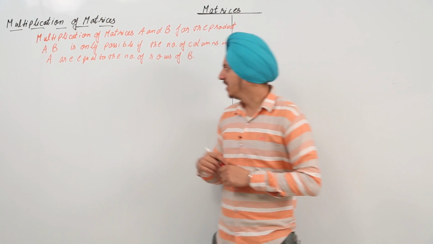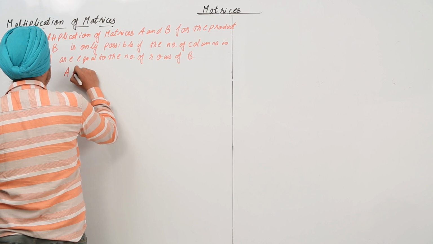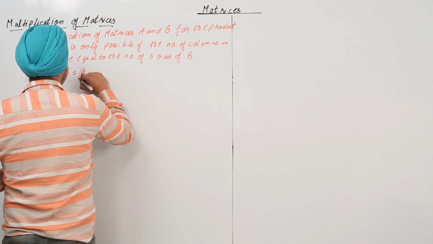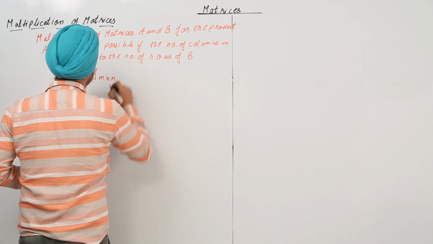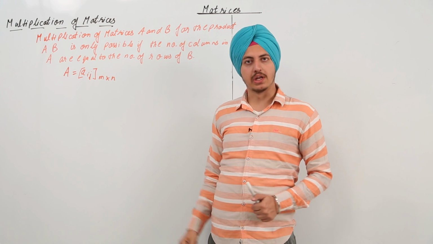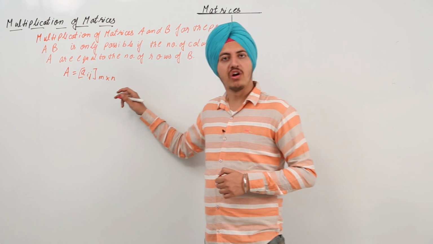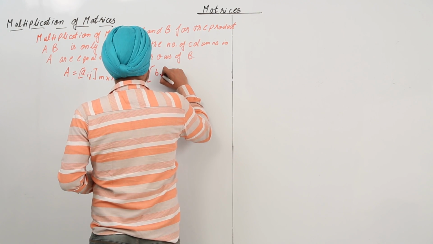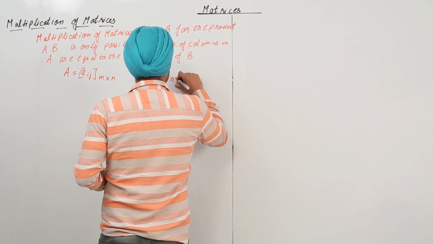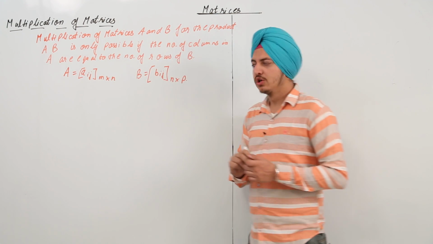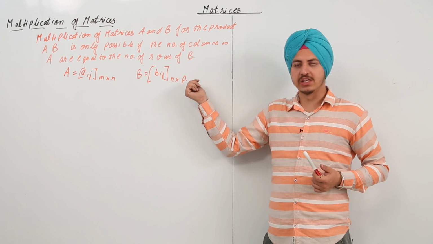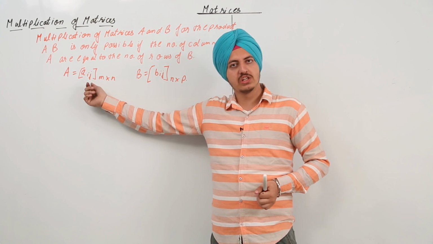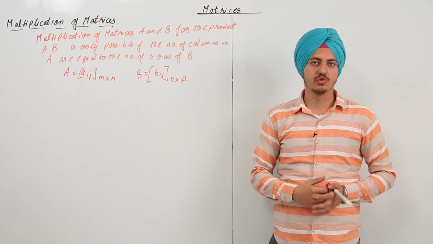So let's say that the order of A is written as m into n. What can the order of B be? The order of B can only and only be equal to n into any number p. So m can be anything, n can be anything, but this n has to be the same. That is the only thing. The number of columns in A should be equal to the number of rows in B.